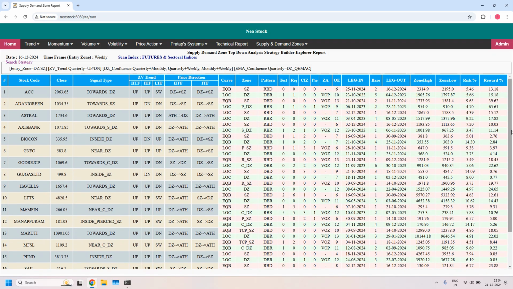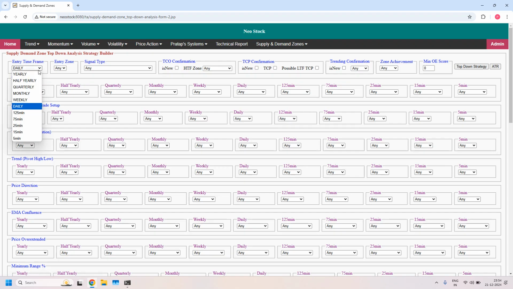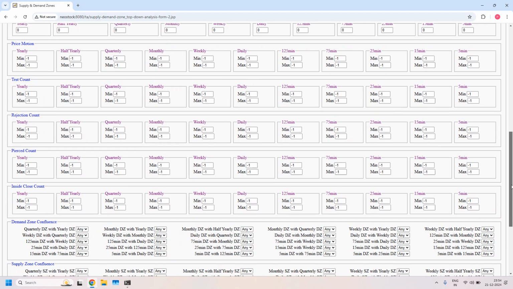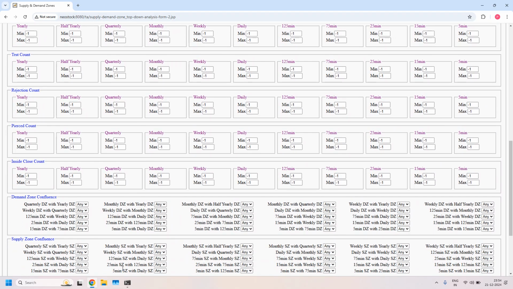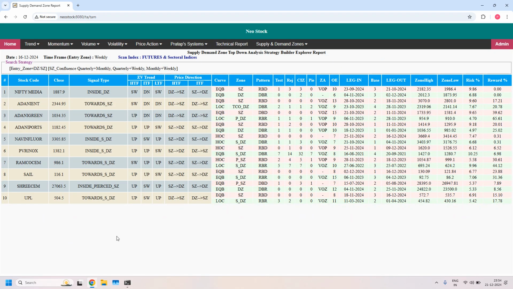Okay. So this is about demand zone confluence. Next, supply zone confluence on weekly time frame. So in the supply zone confluence, weekly supply zone with monthly supply zone confluence, weekly supply zone with quarterly supply zone confluence, monthly supply zone with quarterly supply zone confluence. With all the three filters, we got 10 stocks.